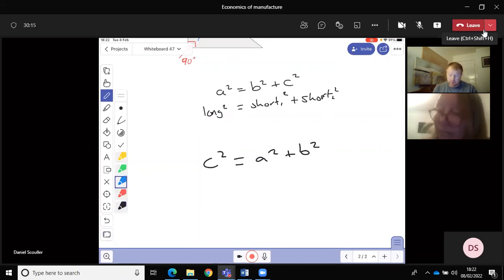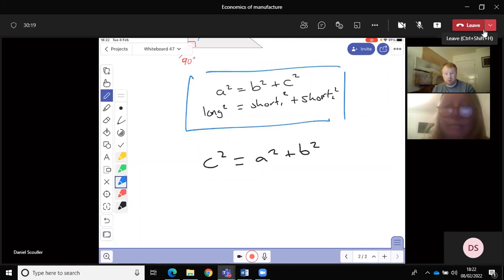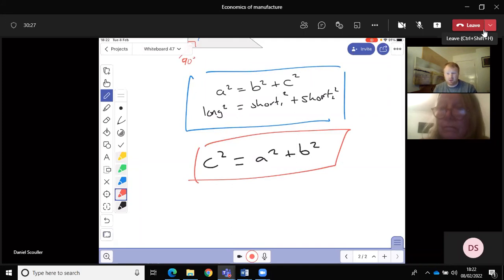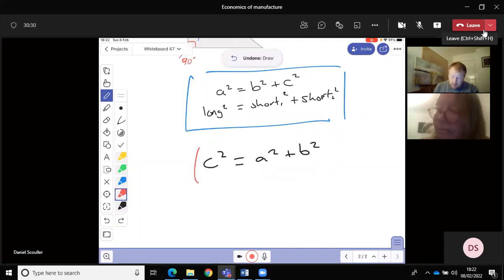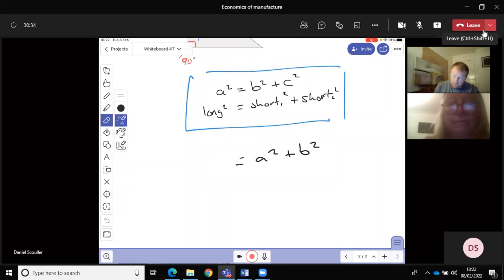I much prefer using A for Pythagoras: a squared equals b squared plus c squared. I think the other way sounds daft, but some people have been taught it that way in school and just prefer using it because they're used to it. So I'm going to refer to a squared as the long side.